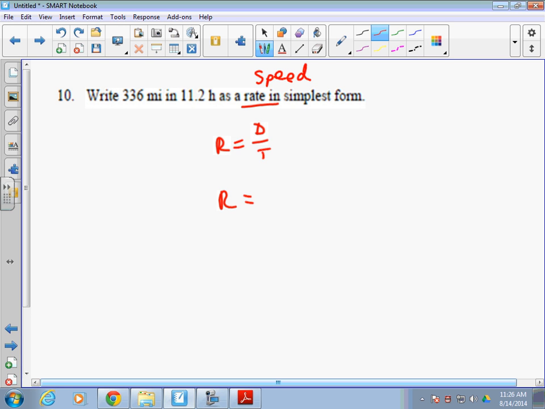Your miles measurement is 336 miles per 11.2 hours. So then just divide 336 by 11.2. And you'll see that your rate or your speed in this case is 30 miles per hour.